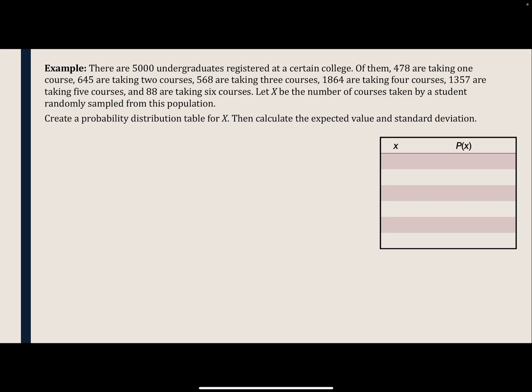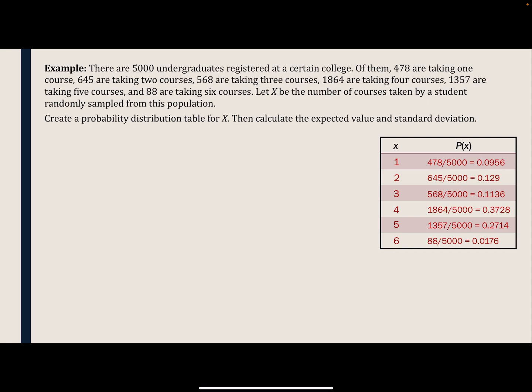So, our possibilities for the number of courses. Well, nobody can take 0 courses, otherwise they're not going to technically be registered at the college. And it looks like nobody's taking more than 6. So the X values are going to be 1, 2, 3, 4, 5, and 6. To calculate the probabilities, we're going to use just our definition of a probability and take the number of people who are taking 1 course and divide it by 5,000 to get that probability. And then we'll do that for each of the X values.